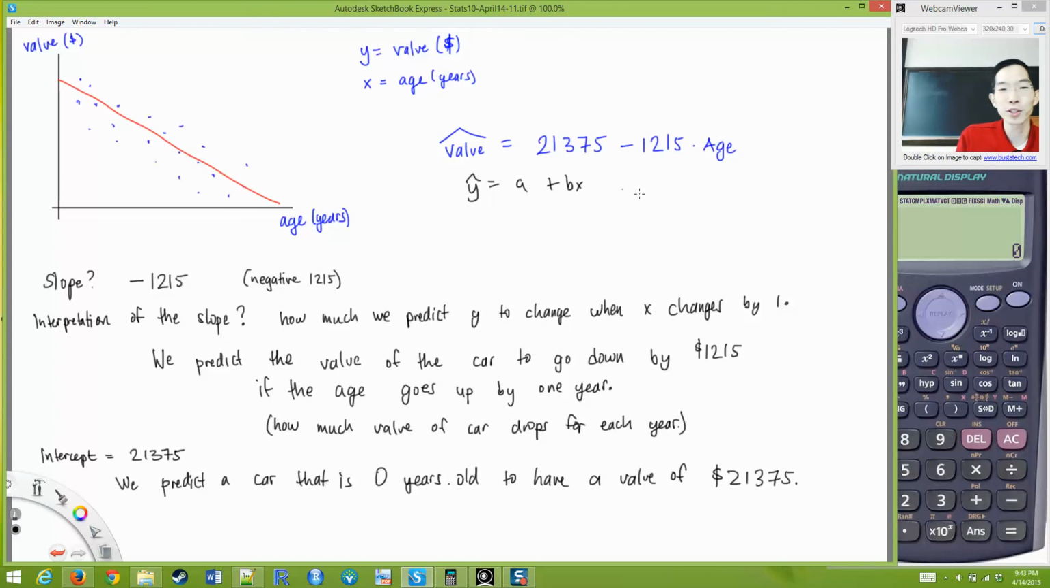If we were trying to predict the value of a car based on, I don't know, the weight of a car, which is probably a terrible way to make predictions for the value of a car, it would not make sense to have a weight of 0. Yes, question? What does that say at the very bottom before 21375? Intercept. And the first one is interpretation of the slope: how much we predict y to change when x changes by 1.